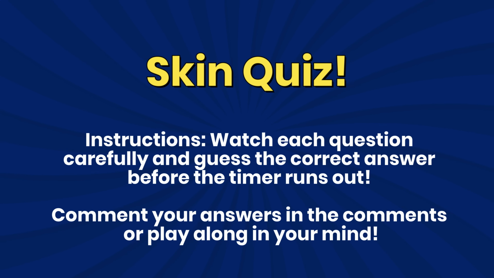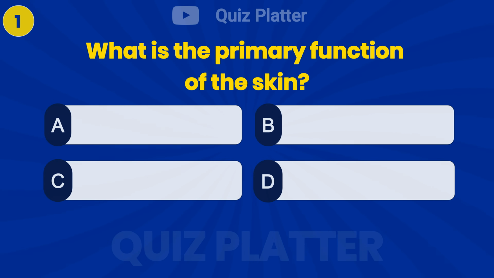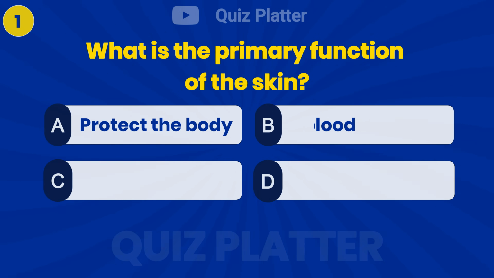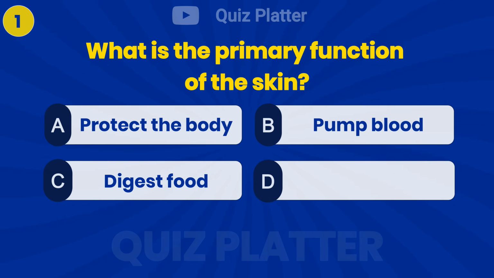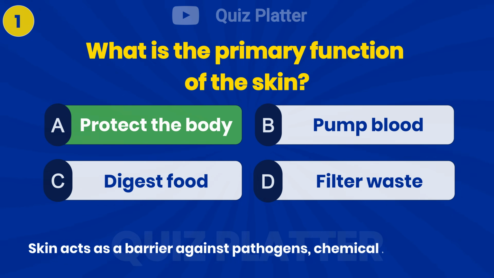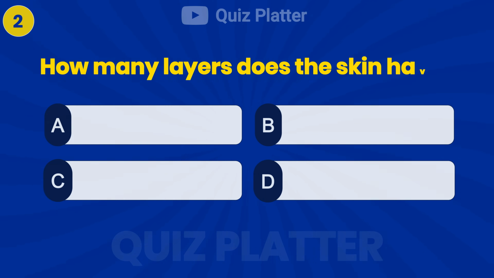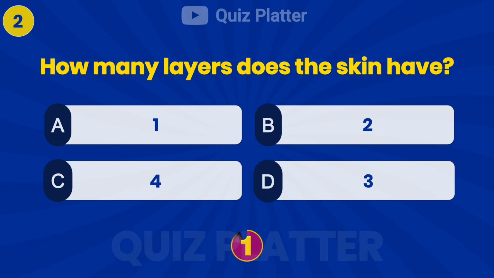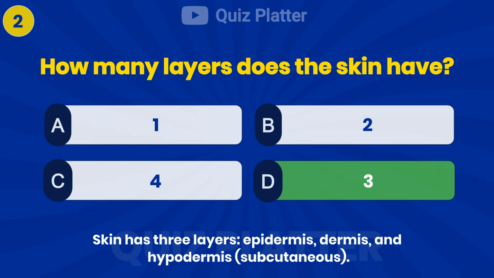Skin quiz. What is the primary function of the skin? Answer: A. Protect the body. How many layers does the skin have? Answer: D. 3.